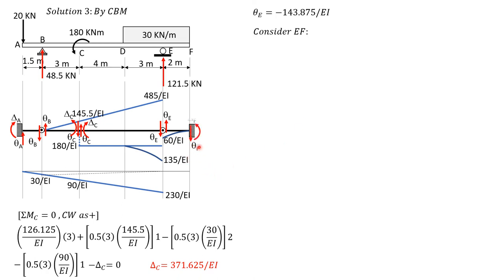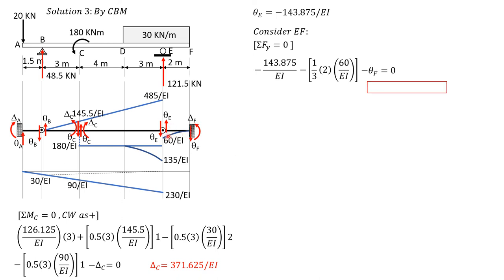So theta F down, counterclockwise delta F, and summation forces Y equals 0 to solve for theta F. So we have theta E negative 140.875 over EI, then minus, because it is negative, then minus this area of spandrel, 1/3 of 2 times 60 over EI, then minus theta F equals 0. So there is only one area. So theta F equals negative 183.875 over EI, just like the answer to the previous two methods.